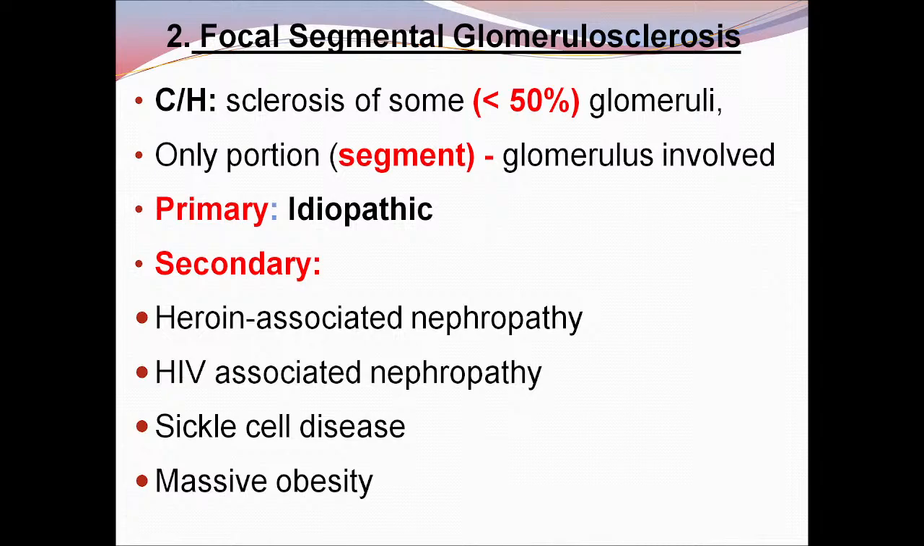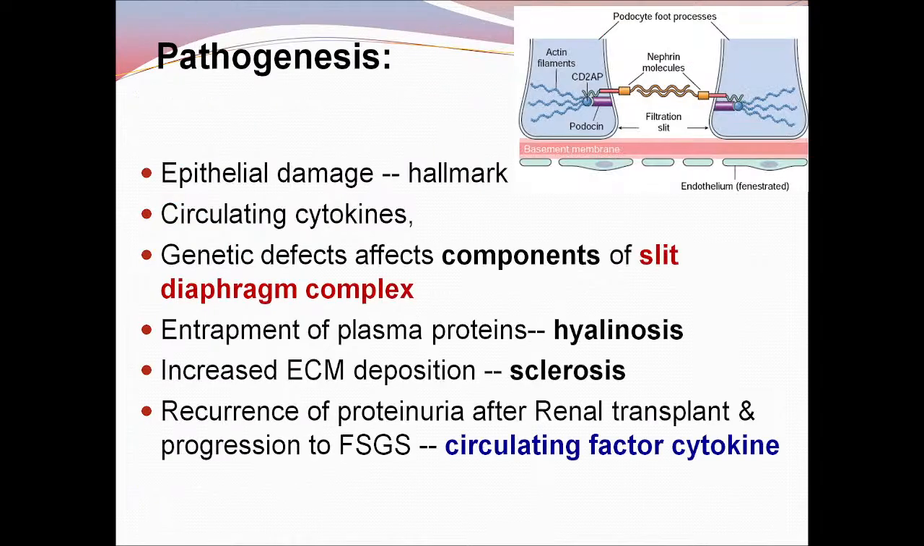The other common condition is focal segmental glomerulosclerosis, where sclerosis involves fewer than 50% of glomeruli, and only a portion, that is a segment, of the glomerulus is involved. It may be idiopathic, immune mediated, or secondary to HIV, sickle cell disease, obesity, or drugs. Epithelial damage is the hallmark, and there may be an associated genetic defect.